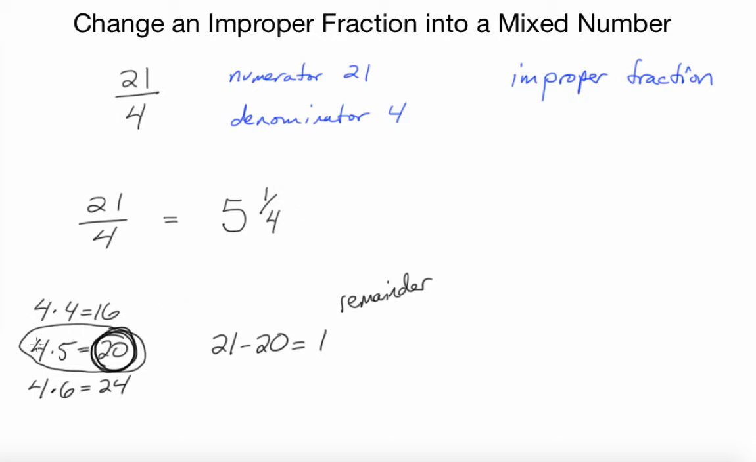Again, you look for how many times your denominator fits into the numerator, and then what's left over after you divide it. Let's do another really quick example here. Let's do 60 over 7. So in this one, first I need to figure out how many times 7 fits into 60. Well, 7 times 8 is 56. That's the most I can do.